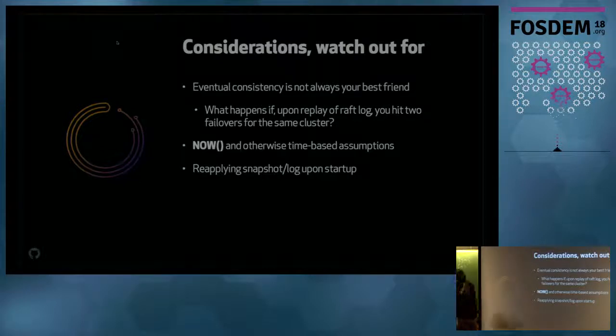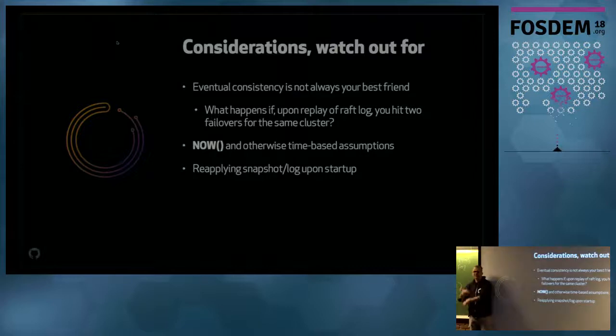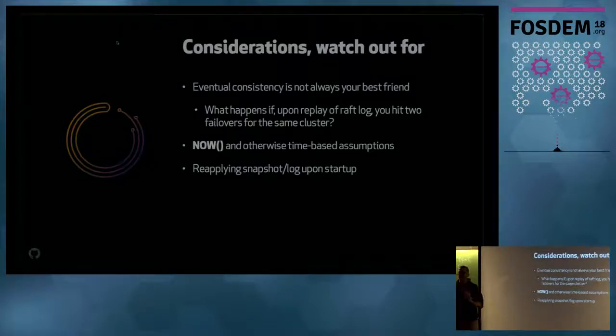All right. I'll just leave you with a few considerations, and we can take this offline outside if anyone wants to know. Just consider a few weird, crazy scenarios. Eventual inconsistency is not your best friend, really. What happens if we have a failover from master A to master B, and then master B also fails and we fail over to master C?